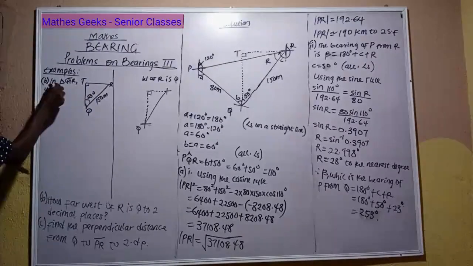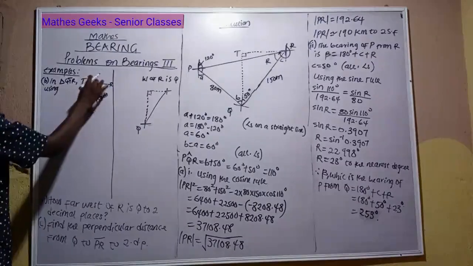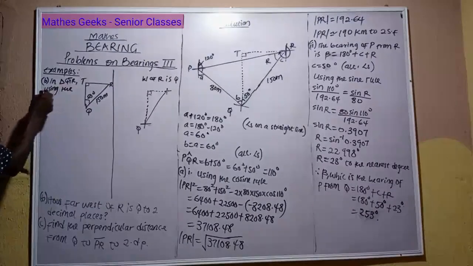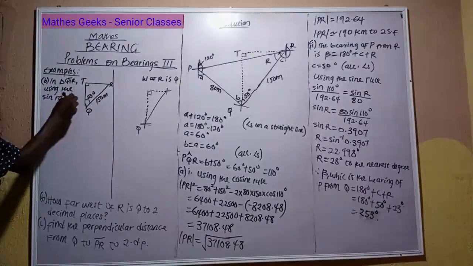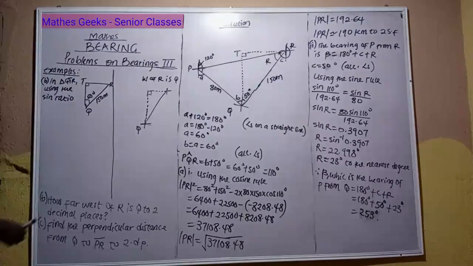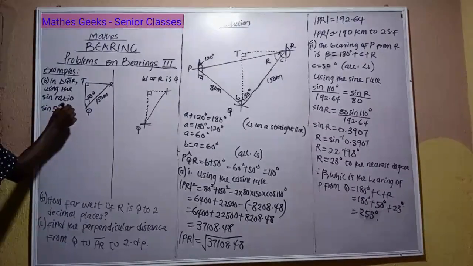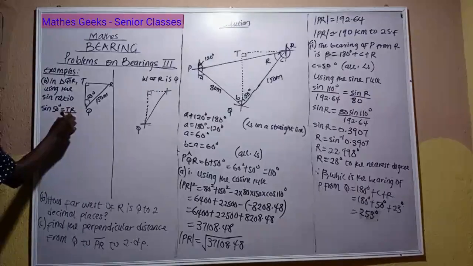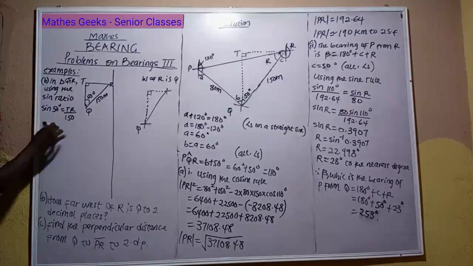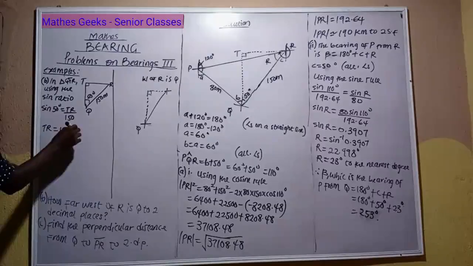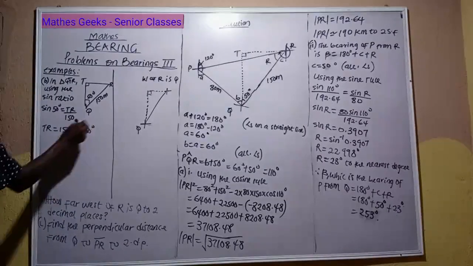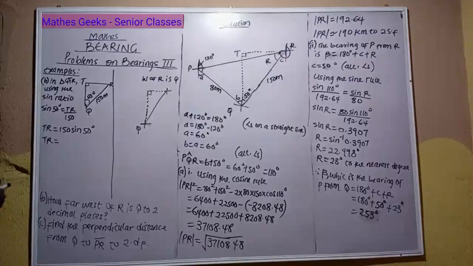So in triangle QCR, since we're looking for CR, opposite to the hypotenuse, using the sine ratio, we're going to have sine 50 degrees is equal to opposite CR over hypotenuse 150. So CR is equal to 150 sine 50 degrees.